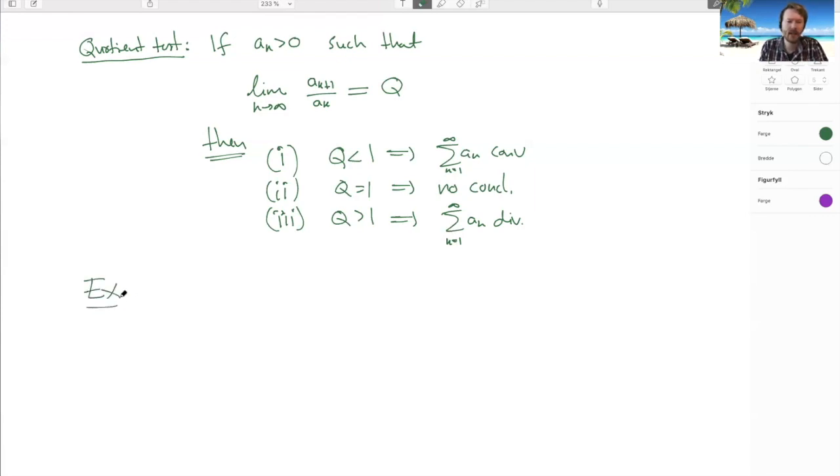So let's look at an example first, and actually let's take exactly the same example as in the film for the root test. Usually it's appropriate to apply these tests to the same examples, more or less. In any case, let's now sum k squared divided by 2 to the k. These are now our a_k. And to apply the quotient test, we consider the limit as k goes to infinity of a_{k+1} divided by a_k.